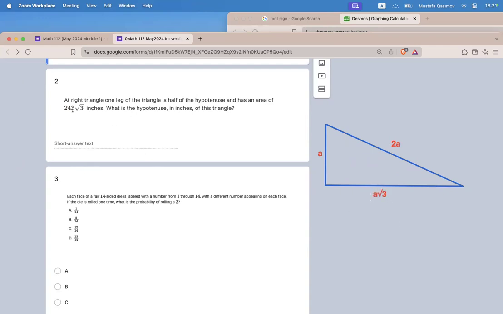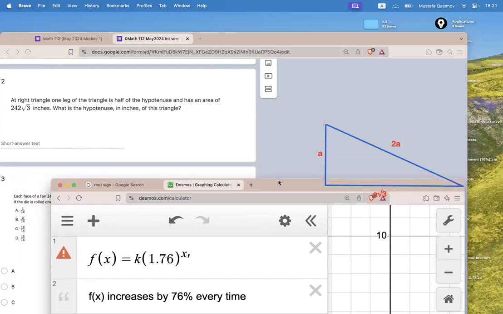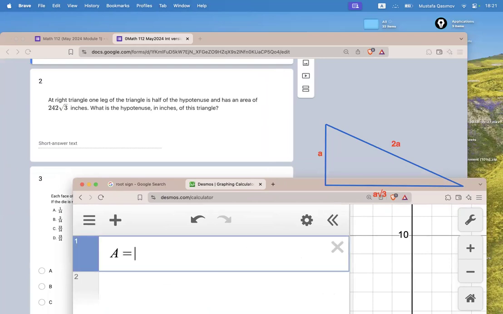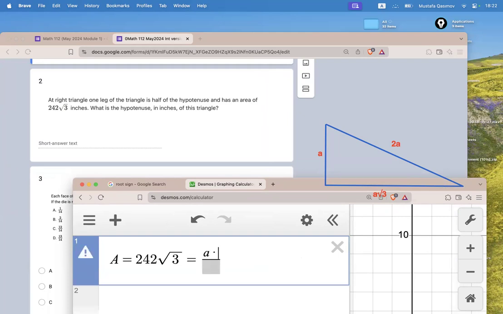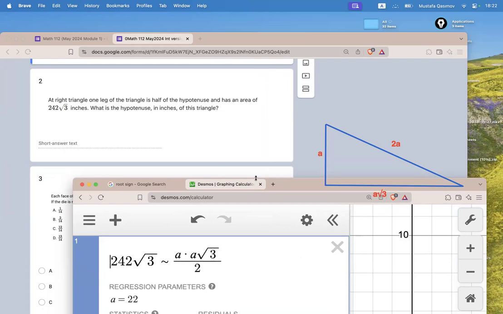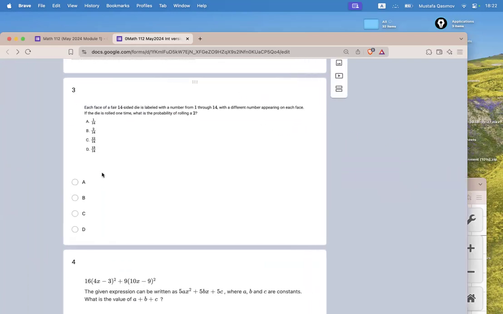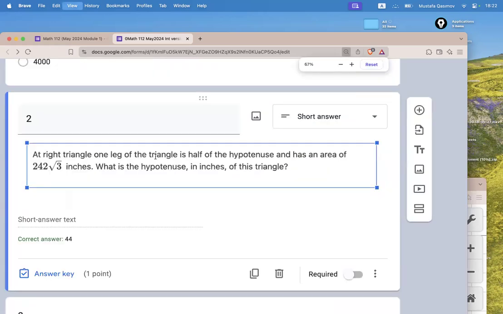Then it says that its area is equal to 242 square root of 3. We can write it like that: area is equal to 242 square root of 3, which is also equal to A multiplied by A square root of 3 over 2. So A is equal to 22. No, the answer is not 22. It asks for the hypotenuse, so it is 44. The answer is 44 here.